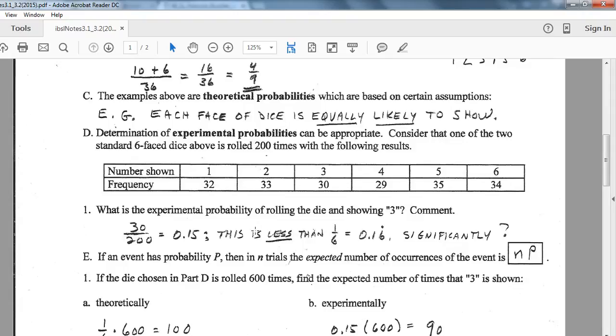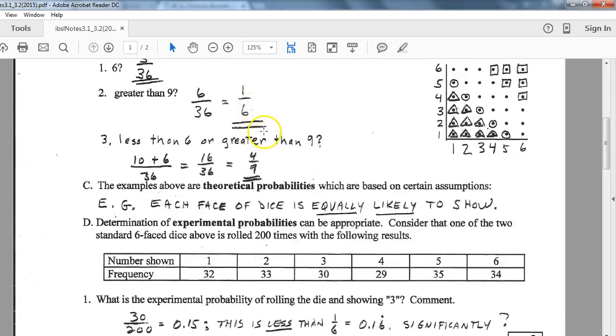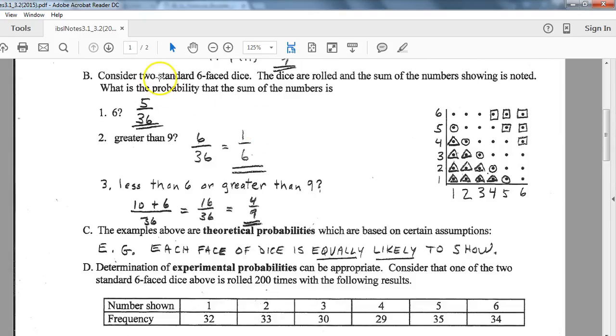This next part just explains the difference between theoretical probability and experimental probability. Theoretical probability is what we're most familiar with. It's in theory what would happen if we did something. So in this case, if we were to toss 2 six-sided dice, let's just say we were going to throw them 36 times, we would ask, how many times would we expect to get sums of 6? Based on the probability, we would expect that to happen 5 out of the 36 times.